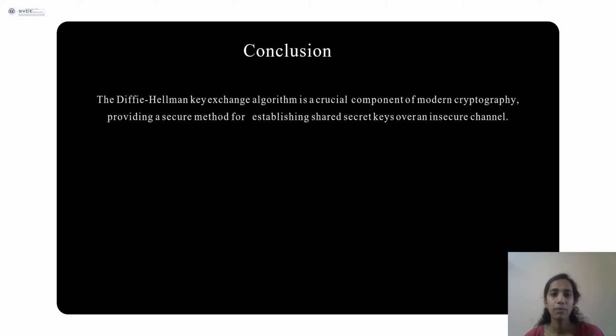Now, the conclusion. The Diffie-Hellman key exchange algorithm is a crucial component of modern cryptography, providing a secure method for establishing shared secret keys over an insecure channel. This is all about the Diffie-Hellman key exchange algorithm.